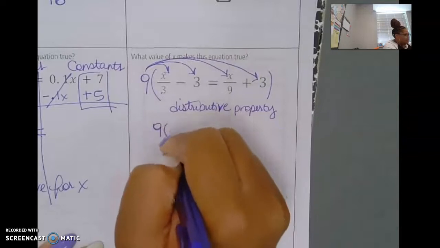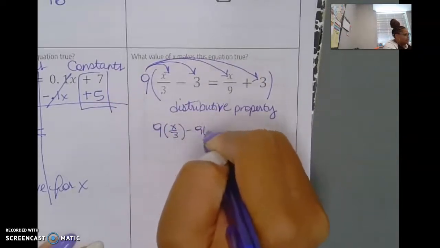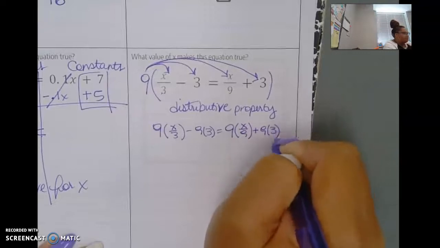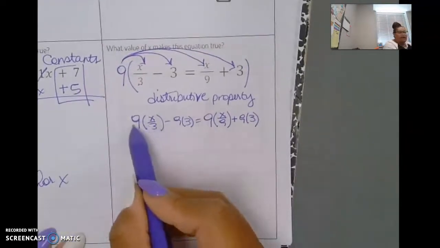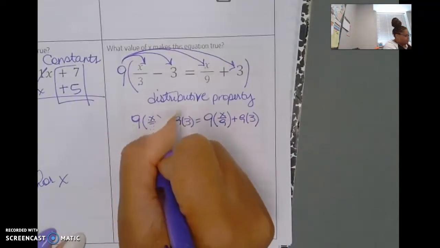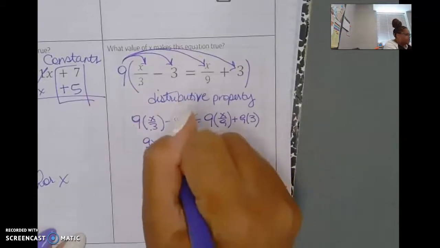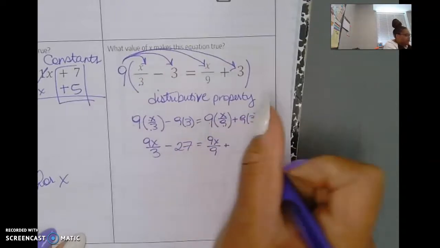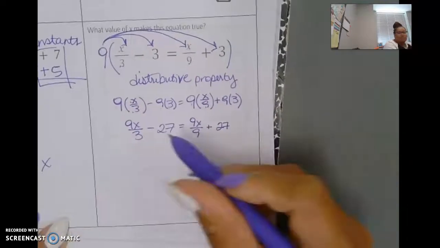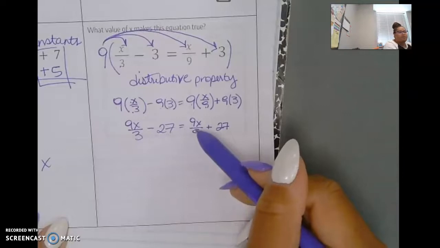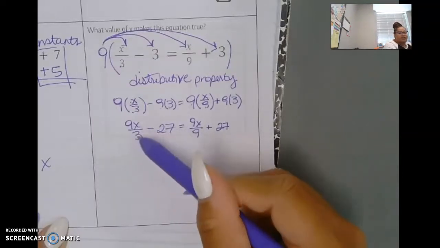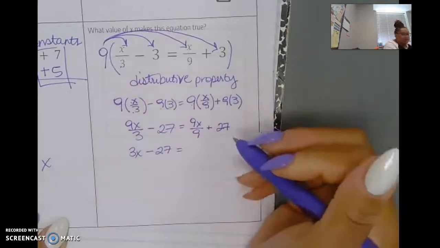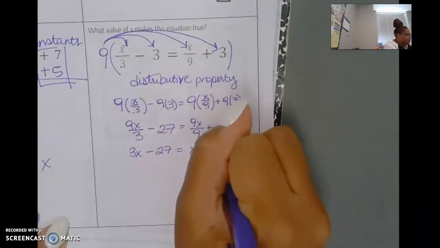What that looks like is 9 times x over 3 minus 9 times 3 equals 9 times x over 9 plus 9 times 3. Now I multiply. 9 times x over 3 is 9x over 3. 9 times 3 is 27. 9 times x over 9 is 9x over 9. And 9 times 3 again is 27. So now I can reduce this, and this will give me a whole number coefficient. So my 9x over 3 is just 9 divided by 3. This becomes 3x minus 27. That stays the same. 9 over 9 is 1. So this becomes 1x plus 27.